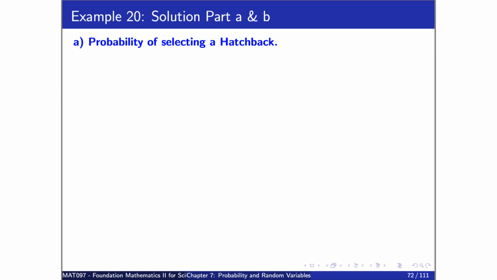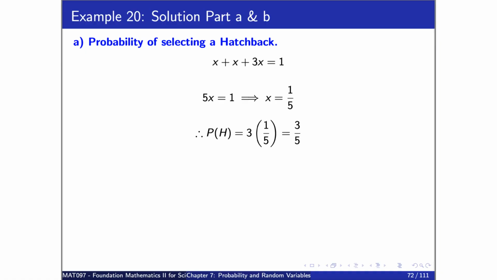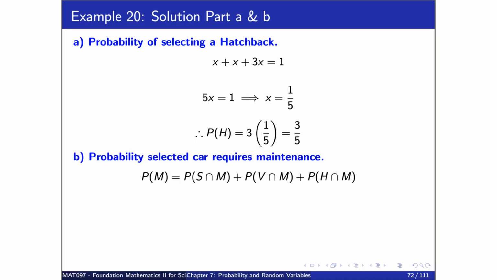Now let's solve part A. What is the probability of selecting a hatchback? Remember that the sum of all probabilities for the car types must equal 1. So x plus x plus 3x equals 1. This simplifies to 5x equals 1, meaning x equals 1/5. Since the probability of a hatchback is 3x, we multiply 3 by 1/5 to get our answer: 3/5. For part B, we need the total probability that a selected car requires maintenance, or P(M). To find this, we add up the probabilities of all the specific paths that end in M.